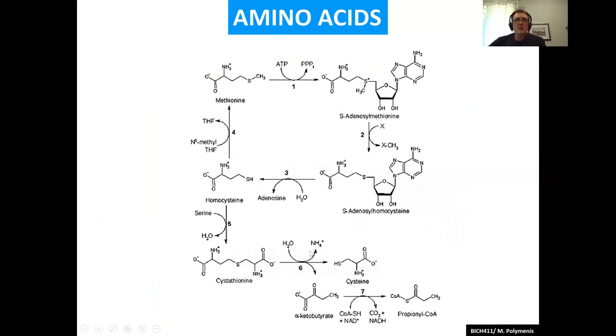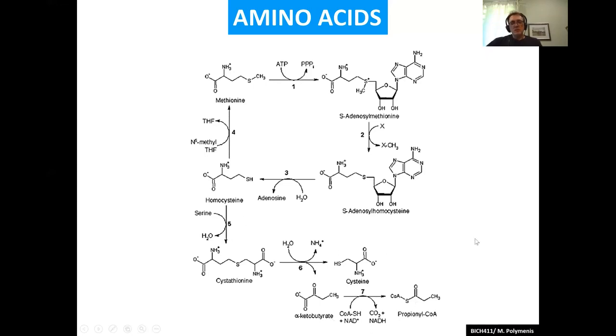We saw this part of the slide. Now it's pretty straightforward. Serine will react with homocysteine, will make cystathionine. Okay, so this dipeptide in a sense. And then you remove one amino group and you hydrolyze, sorry, and you remove the amino group and you got cysteine and alpha ketobutyrate, which you can use and convert to propionyl CoA. And that's how we got cysteine.